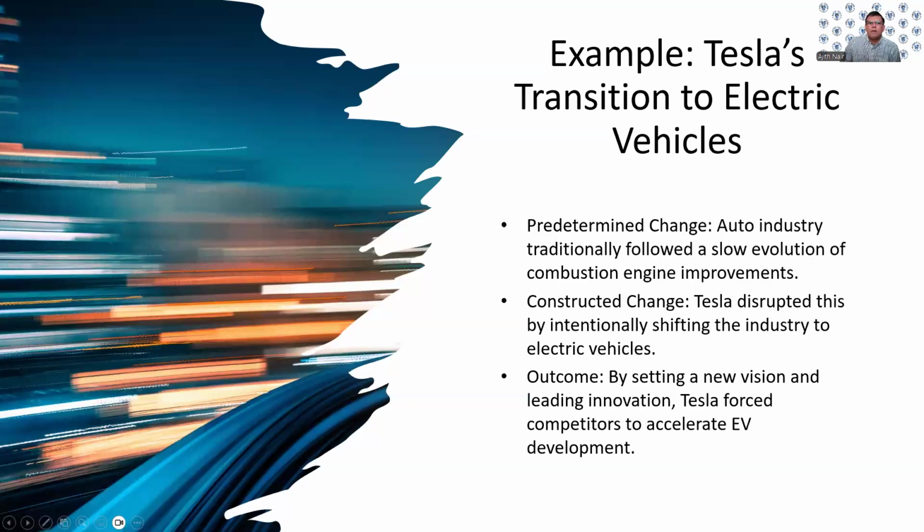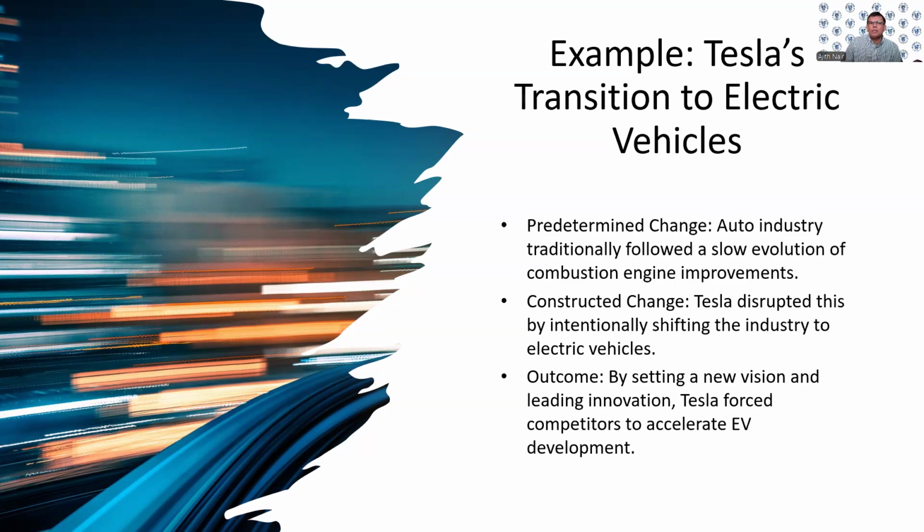Okay, let's take a few examples of all of these different changes. The first one is Tesla. Here, this is a predetermined change. The traditional car manufacturers incrementally improved the gasoline engines, conserving energy, but they never went into something that is radically alternative. They focused on fuel efficiency, emission control, and performance. They wanted to follow a predictable trajectory of innovation.